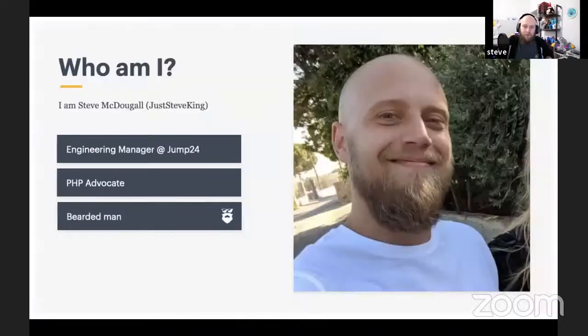So, who am I? I'm Steve McDougall. You'll see me most places as just Steve King on Twitter, GitHub, and other places. On YouTube as well, I quite often like to stream. And I actually took my wife's last name, which is hence the McDougall and King. So people often get confused about that one. I took my wife's name, but I wasn't willing to give up my Twitter handle.